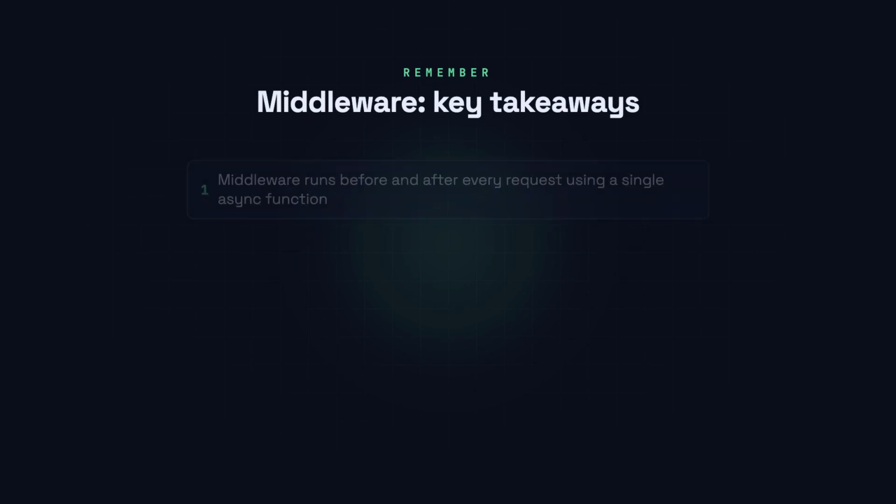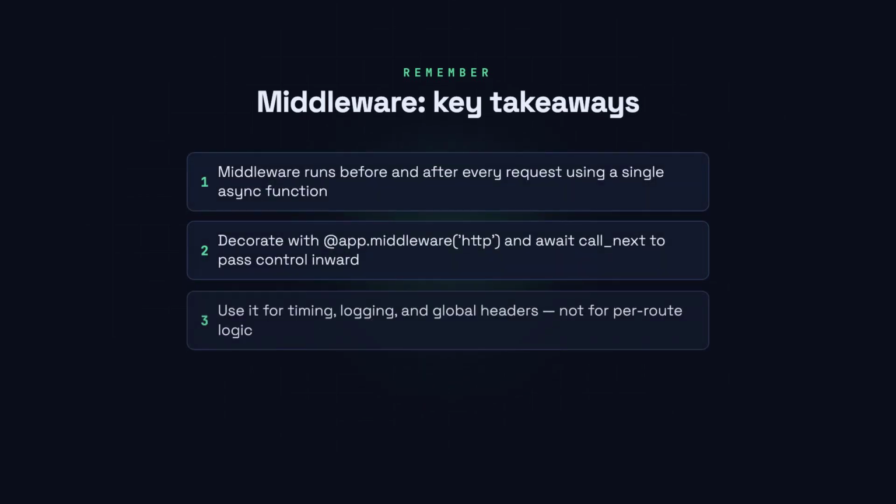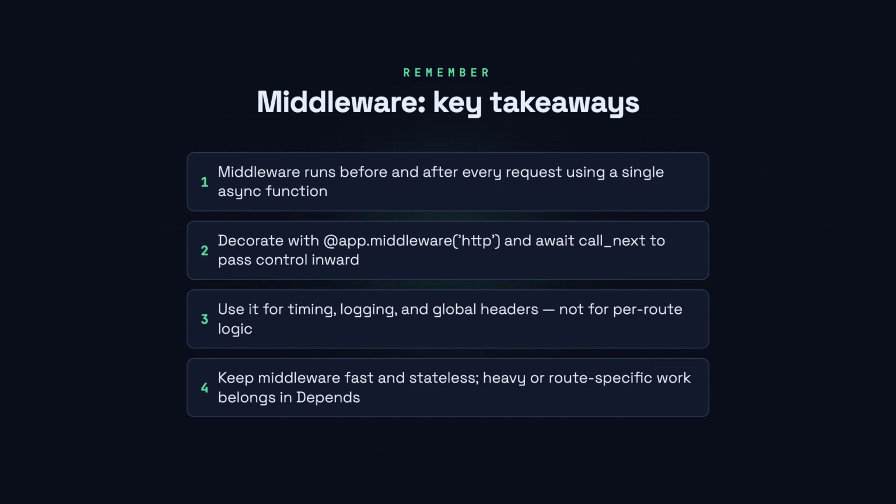To summarize, middleware is a single async function that wraps your entire application, seeing every request on the way in and every response on the way out. You register it with the @app.middleware decorator and call await call_next to hand off to your routes. It is perfect for app-wide concerns like timing and headers, but for anything route-specific, FastAPI's dependency injection system is the better fit.